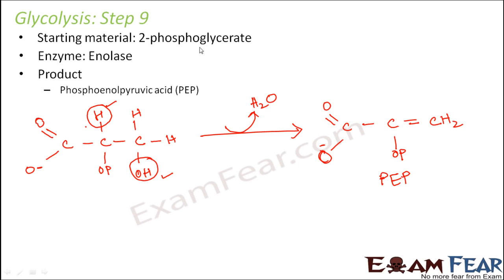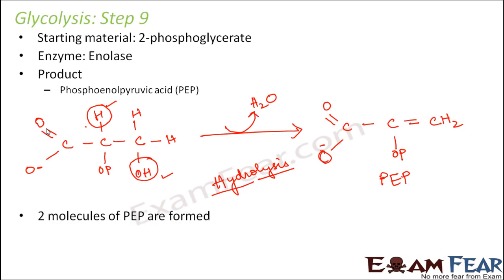So the starting material was 2-phosphoglycerate, but by the process of hydrolysis, this process is called hydrolysis. Hydro means water, lysis means breakdown. So if you take out water or if you cut down water from a molecule, we say that hydrolysis has happened. So this step will also get repeated 2 times. So as a result, 2 molecules of phosphoenol pyruvic acid will be formed, and also 2 water molecules will be formed, because in each step 1 water molecule will be released. So 2 molecules of water are also released here.